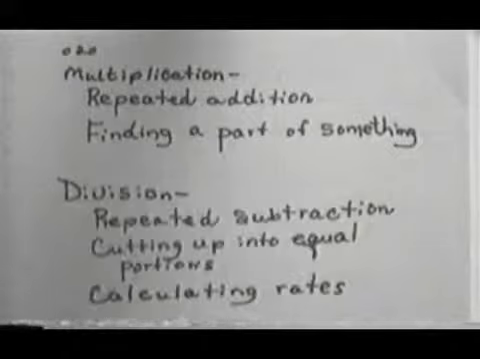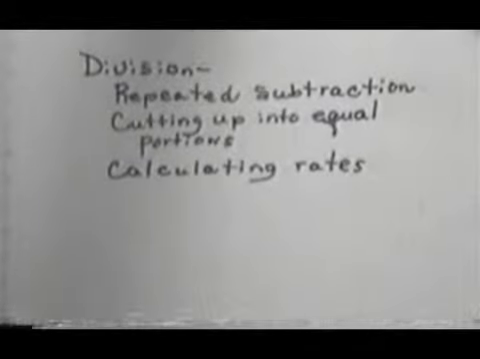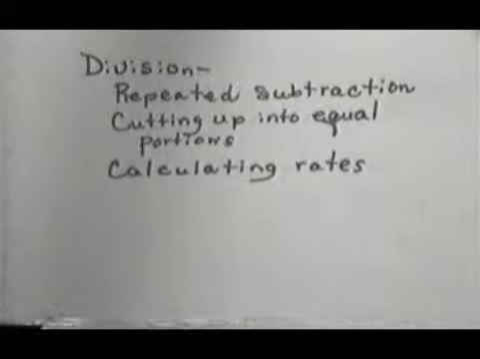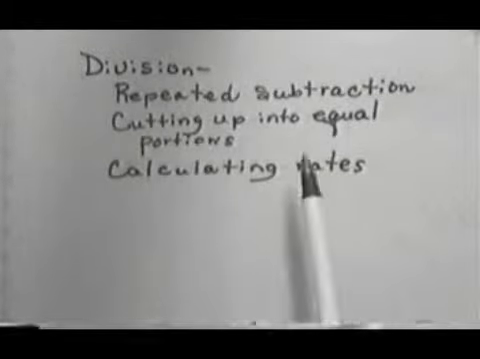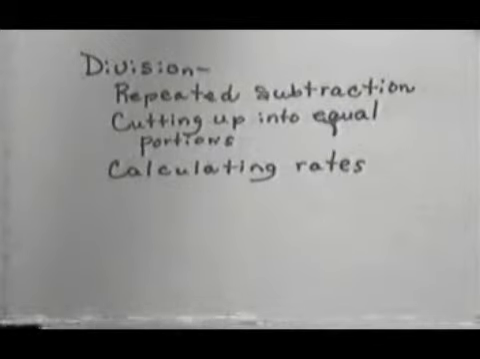Let's think about division a minute. When we're dividing, we're repeatedly taking away things. So if you're repeatedly subtracting the same amount over and over, taking it away, it's division. Or if you're cutting something up into equal portions, it's like you're dividing it up into equal portions.